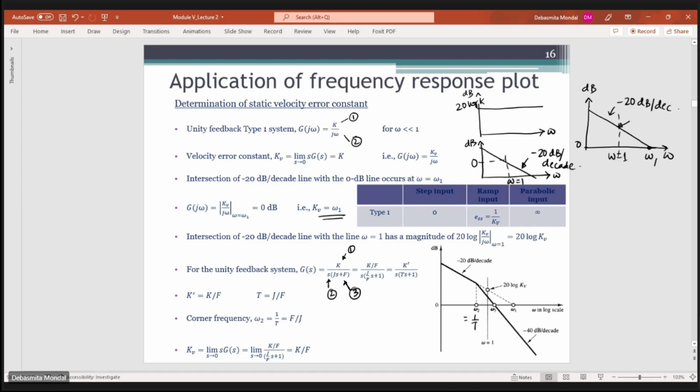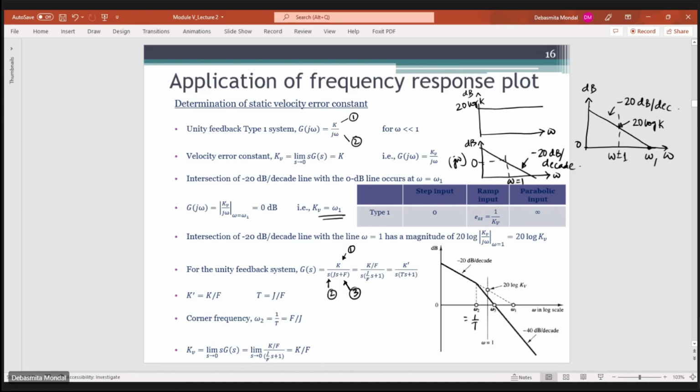So previously at omega equals 1, if the factor was only j omega, then at omega equals 1 it was crossing 0 dB. But now, since we are adding these two, at omega equals 1 the value will be equal to 20 log k. So if you extend this straight line, it crosses the 0 dB line at omega 1. Omega 2 is the corner frequency, and omega 3 is the frequency at which the second asymptote, that is the minus 40 dB line, crosses the 0 dB straight line.